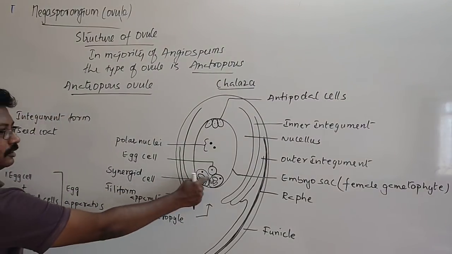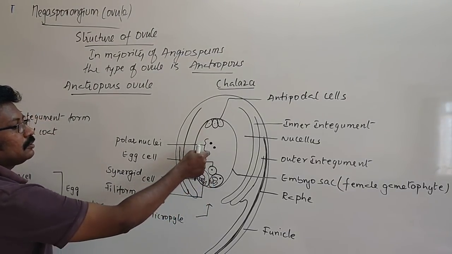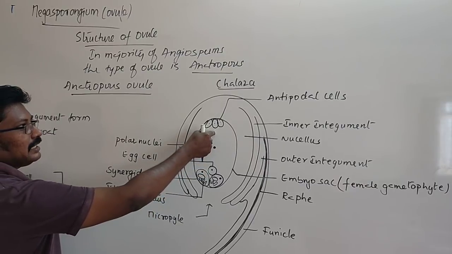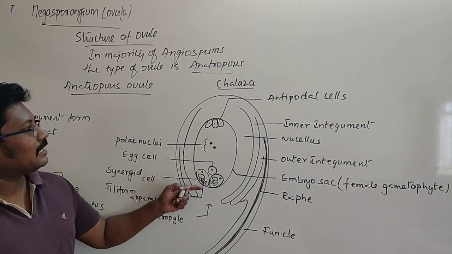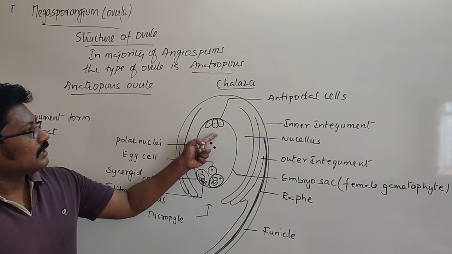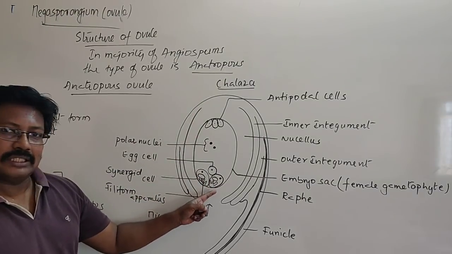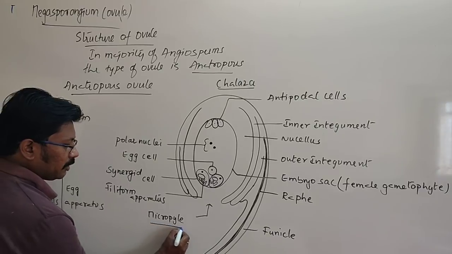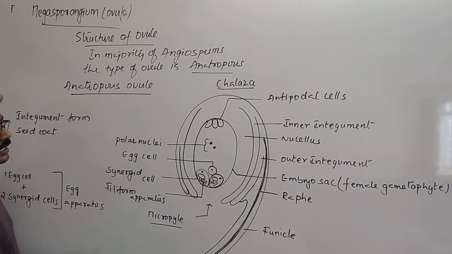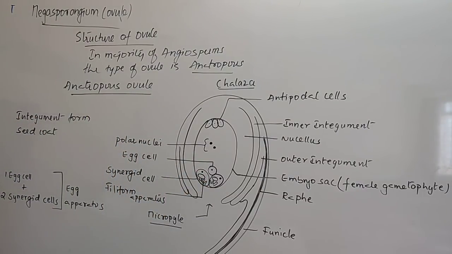So in total we find two synergid cells, one egg cell between them, two polar nuclei and three antipodals. Whenever we have to draw the diagram, the three antipodals have to be drawn towards the chalazal end, and the synergid cells and egg will always be present towards the micropylar end. Right. So this is the general structure of this anatropous ovule.